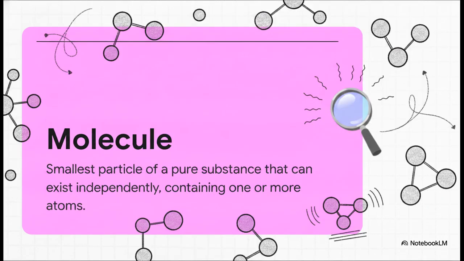Building on that, when atoms join together, they form a molecule. A molecule is the smallest piece of a pure substance that can stand entirely on its own, independently, while still keeping all its chemical properties. Now, while some atoms, like the noble gases, are perfectly happy existing by themselves, most actually need to bond together to form molecules just to achieve stability. And the number of atoms in that molecule? That's what we call its atomicity.